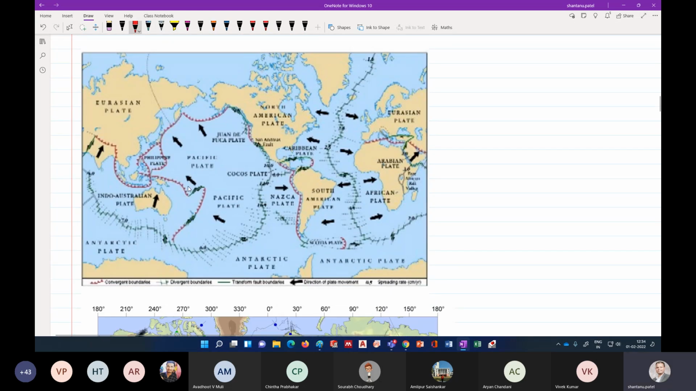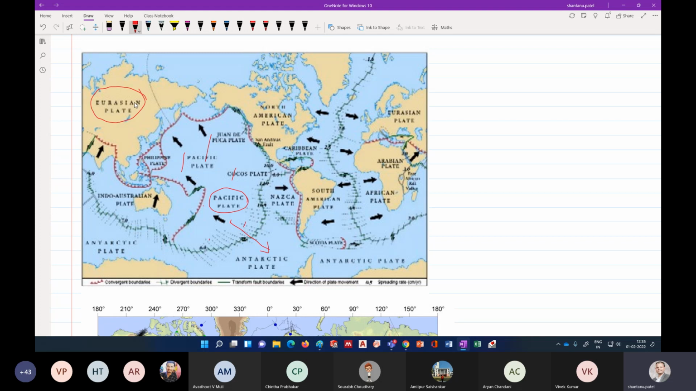We have, I think, seven major plates that our Earth is made of, and they are continuously moving. Maybe this is one of the plates, let's say the Pacific plate. This specific plate is moving in this direction. This red is showing that there is tension between them. They are getting separated.